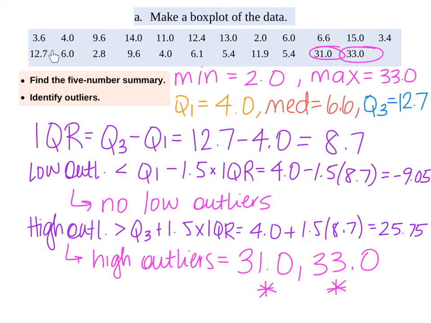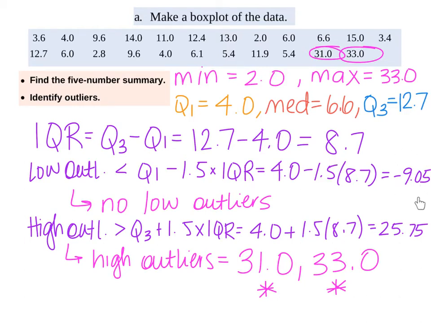So with that first step done, our 5-number summary: minimum, maximum, Q1, median, Q3, we need to identify outliers. That has to do with that 1.5 times the IQR. So we've got to find the IQR first. That's the difference between Q3 and Q1, which is going to be 8.7. So the low outliers are going to be less than Q1 minus 1.5 times that 8.7, and that ends up being negative 9.05.